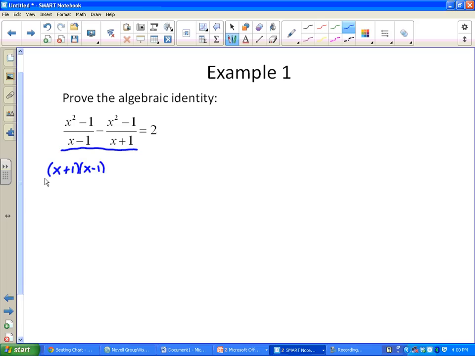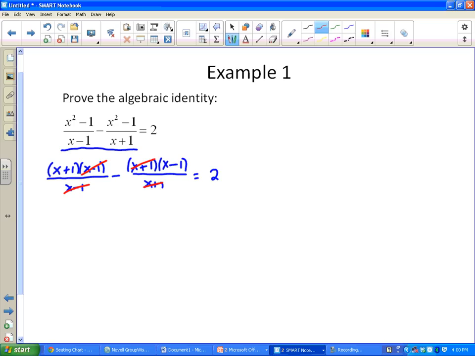We could probably do this by getting common denominators. It would take a whole lot longer, if I'm not mistaken, but this is a really great way of doing this. Both of those are the same on top. They both are the difference of two squares, and so this is what we end up with if we factor on top. Now that's great because I can cancel out x minus 1, x minus 1, and then x plus 1, x plus 1.